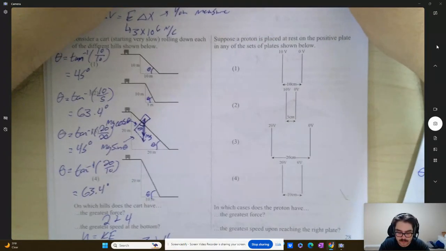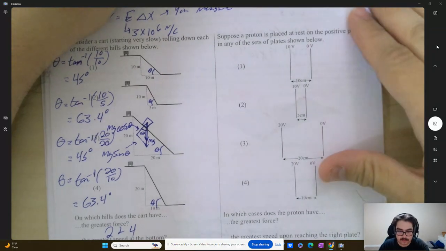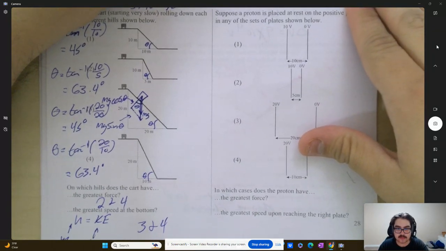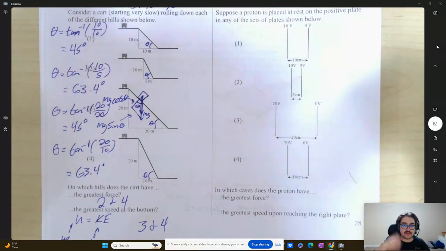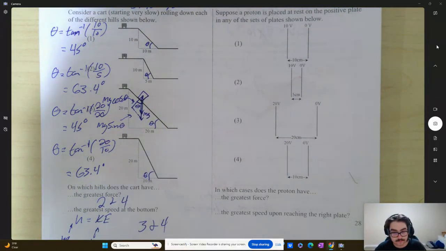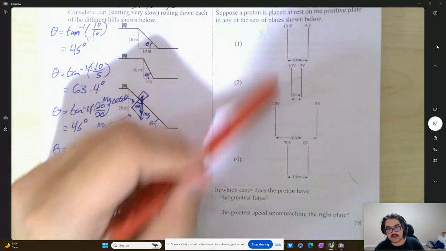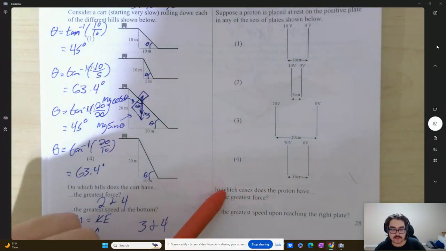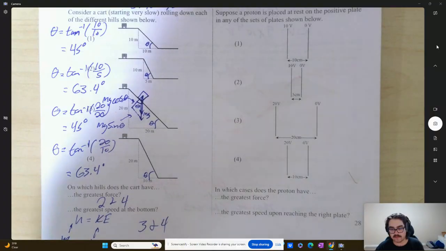Suppose a proton is placed at rest on the positive plate on any of the sets of plates below. Okay, so these examples correlate to the mechanics ones that we just did. We don't need to know which one is the positive because it doesn't matter. So we've got a couple sets of plates. In which cases does the proton have the greatest force and the greatest speed upon reaching the right plate?